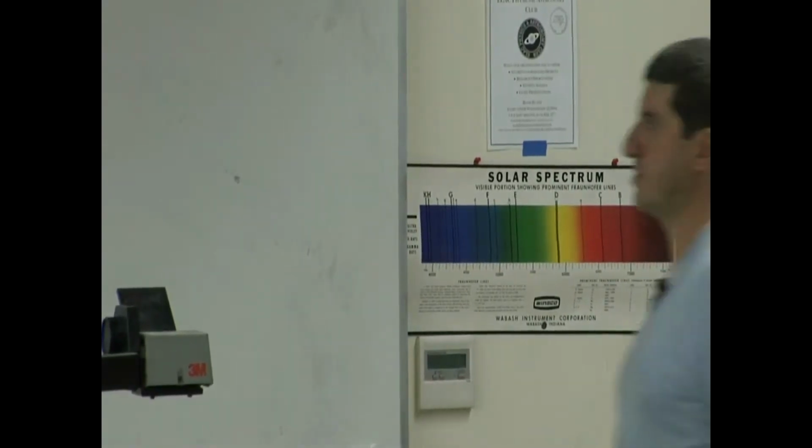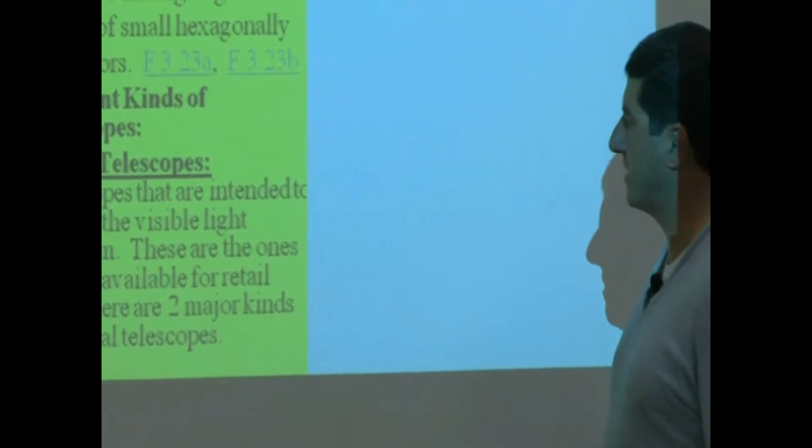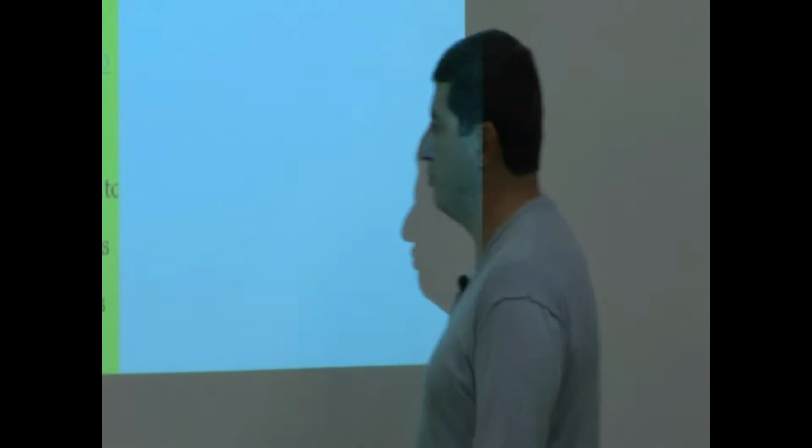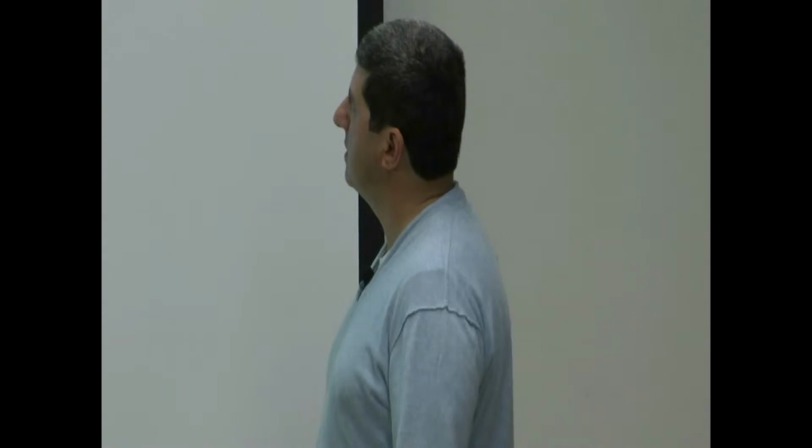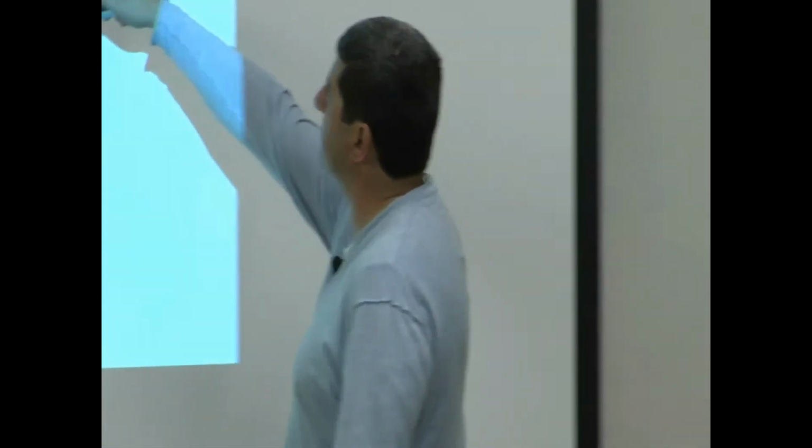So these are telescopes that are intended to view in the visible light spectrum. These are the ones that are available for retail sale. There are two major kinds of optical telescopes. Refracting telescope. These are the very first telescopes to be invented. When you go to the Griffith Observatory, they still have the replica of the one Galileo used. Very old. It was invented in 1605. Galileo used this to discover the moons of Jupiter. Remember how we said, oh, wow, that was shocking. He discovered moons. No one had ever discovered moons before.